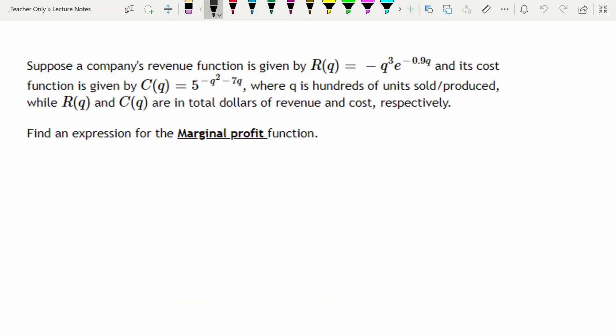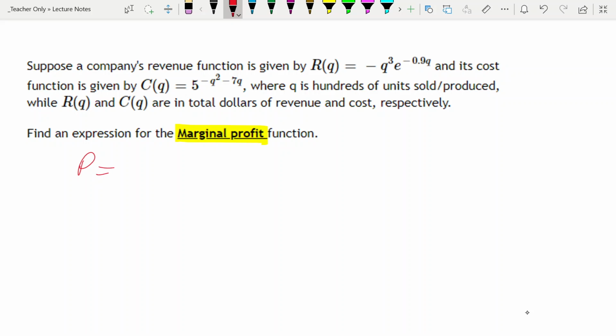Okay, so in this problem, we're being asked to find the marginal profit. Now, marginal is a code word for derivative. So all they're really saying here is find the profit function, then find its derivative. And marginal is how we interpret the answer that we get, but the process is the same as finding the derivative. So we need to say, what is profit?